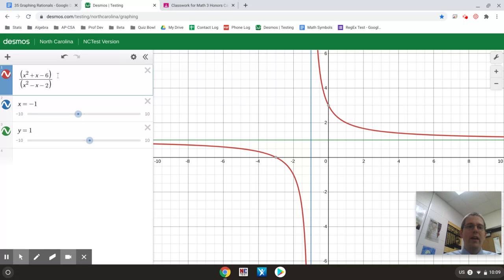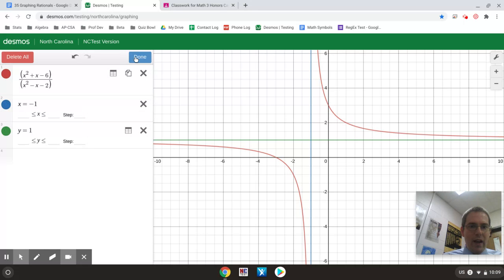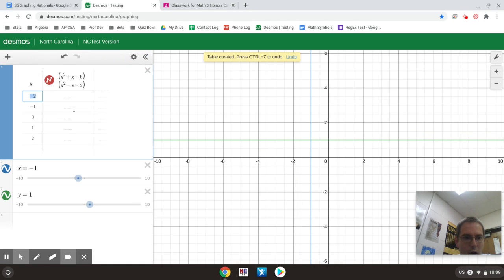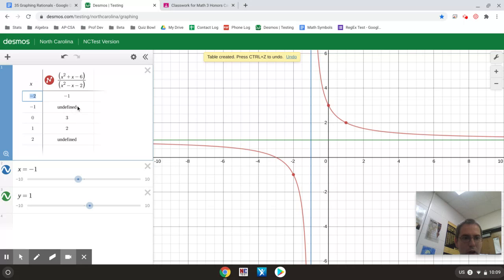Another way you can check for a hole is you can take your original equation, click there, and get your gear, switch to a table, and if it is a hole there, a hole or a vertical asymptote will give you an undefined value on the table. The vertical asymptote you can clearly see on your graph as x equals -1.